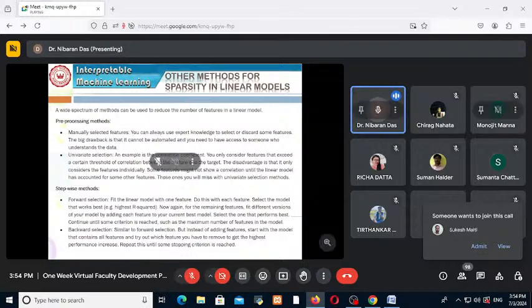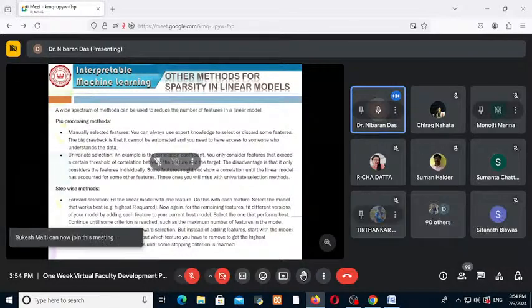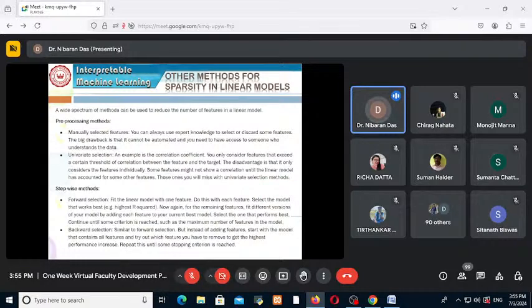Those ones you will miss with the univariate selection methods. And stepwise selection, this is forward selection. In forward selection, you may start from one particular feature. Now you may include another feature and try to evaluate whether the performance is better than your previous one. Then you could say it has some kind of contribution, right? Then you could consider it, otherwise you could discard that one.